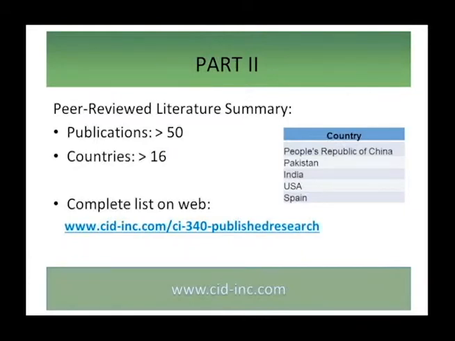There have been over 50 publications across 16 different countries, all on a wide variety of photosynthesis-related topics. The top 5 countries are listed in this table on the right side of the screen in order of number of publications. A complete list is available on our website.